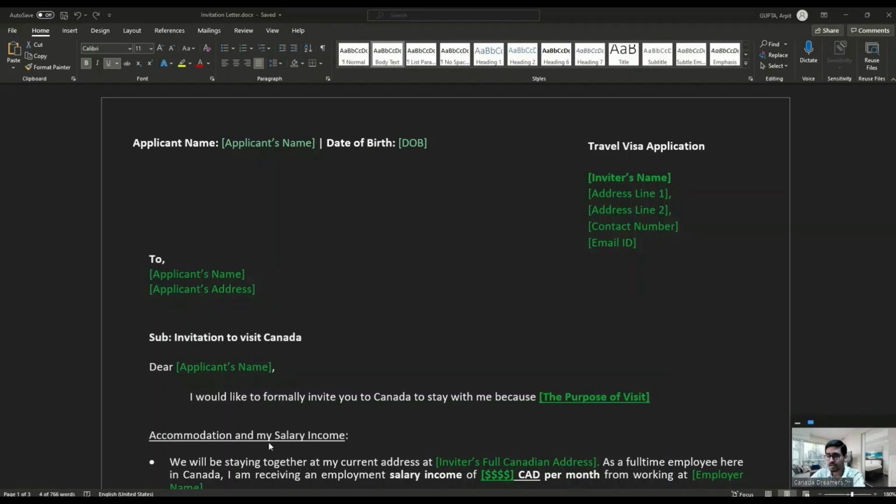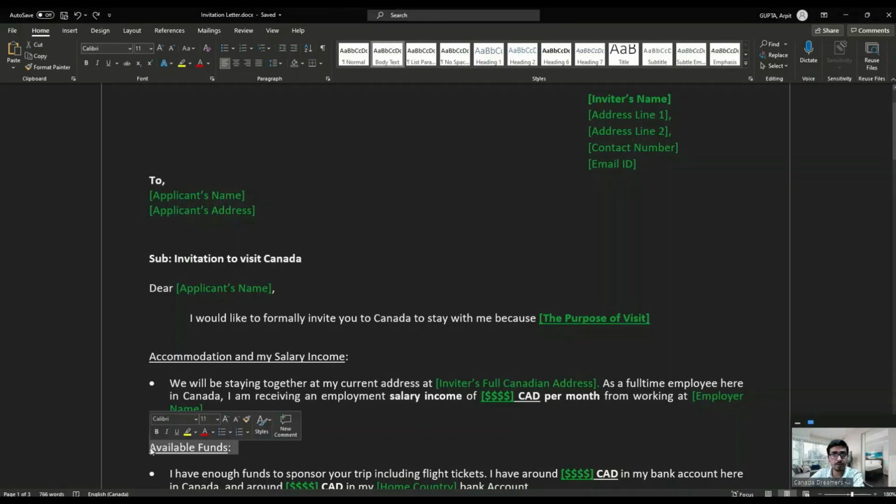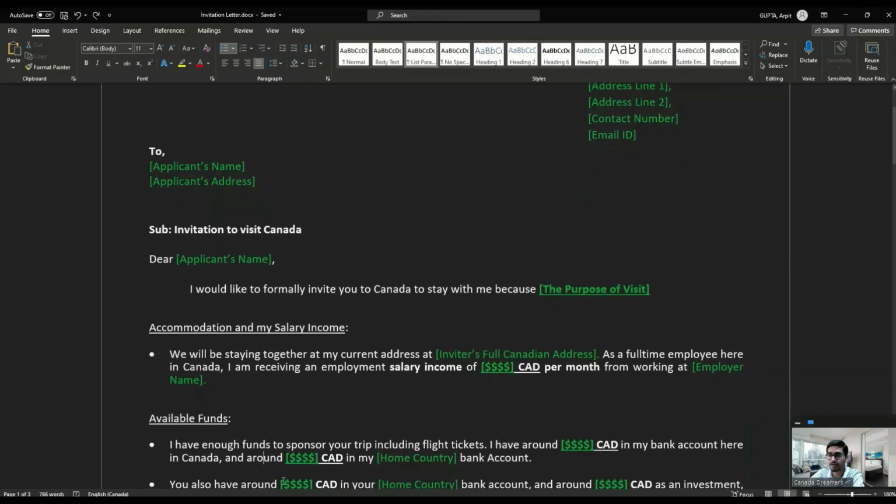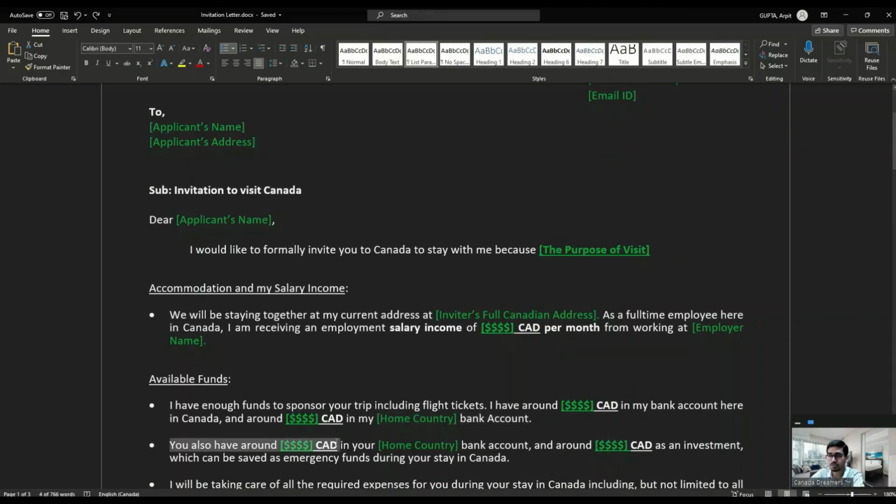Then next, I have the accommodation and salary information. So I have written like, we will be staying together at my current address at, this is the Canada address, and as a full-time employee here in Canada, I am receiving an employment salary of this much dollar per month from working at this company. So I have mentioned all details about myself here. Here I have the information about the funds available in my bank account, because IRCC wants to know how much funds you both have in your accounts. And here I have written like, I have enough funds to sponsor your trip, including the flight tickets. I have around this much dollar in my bank account here in Canada, and around this much dollar in my home country bank account. And the next point is that you also have around this much dollar in your home country bank account and around this much dollar as an investment, which can be used as an emergency fund during your stay in Canada.